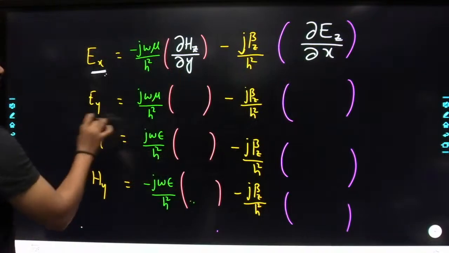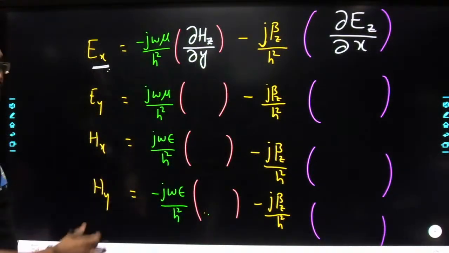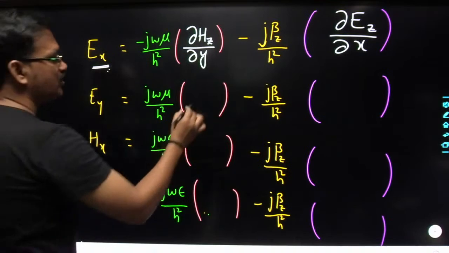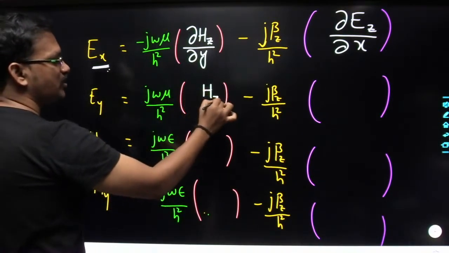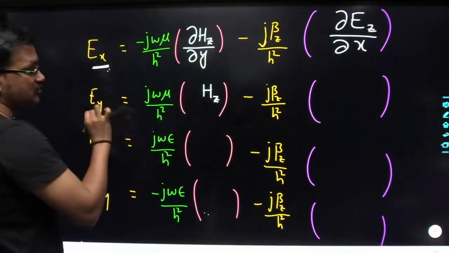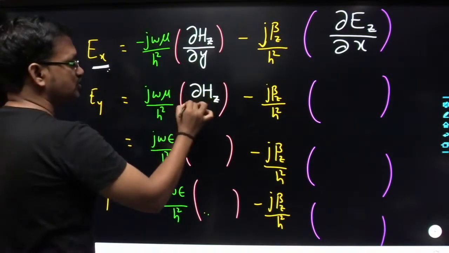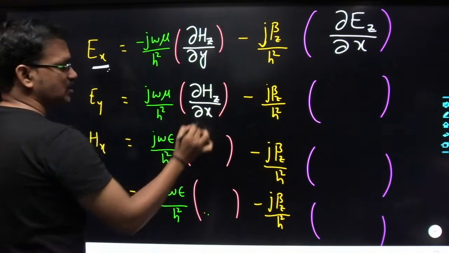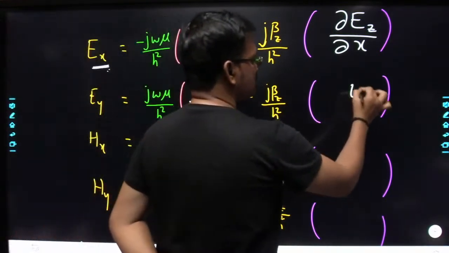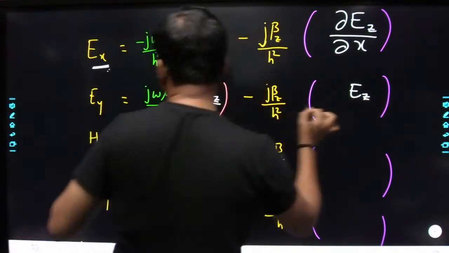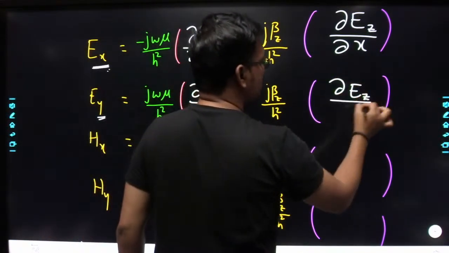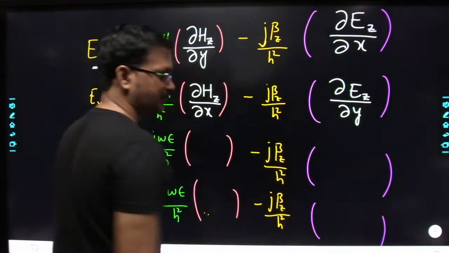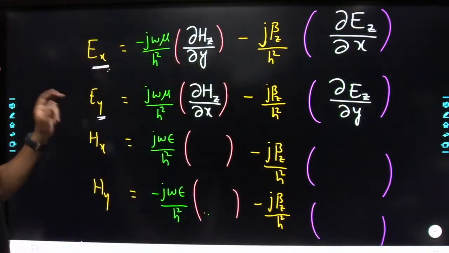Okay, so in the same manner, you can write the expression for Ey. Here, in the first term, you have to differentiate the z component of the magnetic field with respect to what? With respect to x. So that is ∂Hz/∂x. In the second term, you have to differentiate the z component of the electric field with respect to what? With respect to y only. So that is ∂Ez/∂y. Right. So you have written for Ex and Ey.